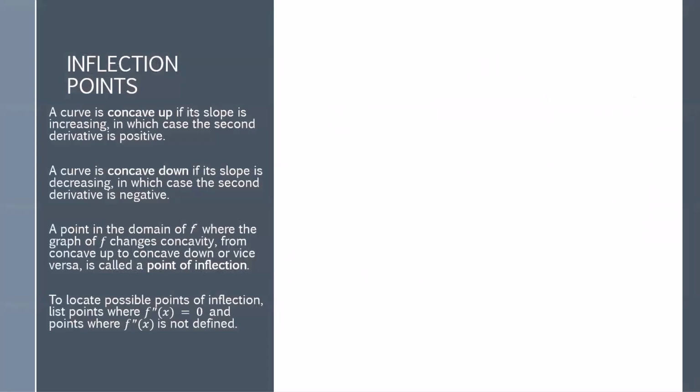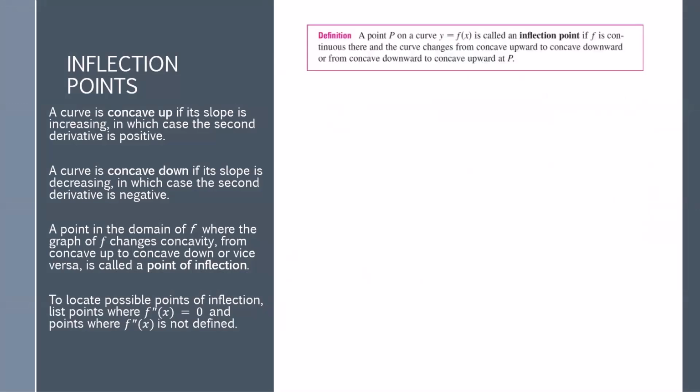A curve is concave up if its slope is increasing, in which case the second derivative is positive. A curve is concave down if the slope is decreasing, in which case the second derivative is negative. So a point P on a curve y equals f of x is called an inflection point if f is continuous there, and the curve changes from concave upward to concave downward, or from concave downward to concave upward at P.